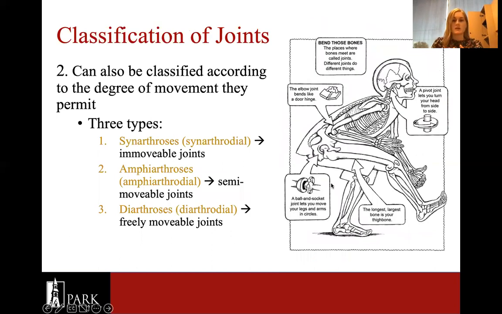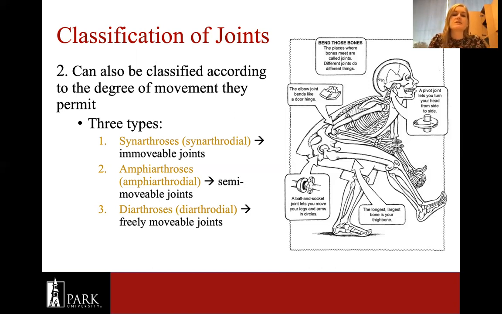We can also classify these according to the degree of movement. So we classify based off what components they're structurally made of, and at the different degrees in which they move. How well do they move? Those three types of varying movement are synarthrosis or synarthrodial, which are completely immovable joints. These joints will not move. They are immobile. Anytime you see syn, S-Y-N, that means without. So this is saying without movement.